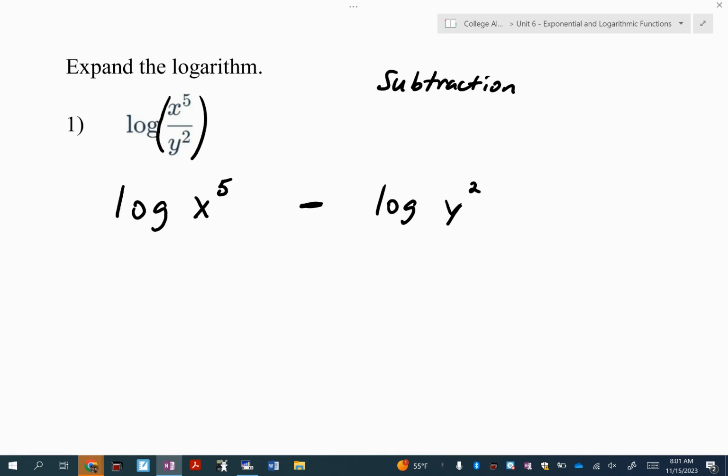Okay? Now, this is almost done, except do you see those powers? Well, you got to take those powers. Very good, gentlemen. You got to move them to the front. Okay? So moving them to the front gives me 5 times the log of x minus 2 times the log of y. And that is it.